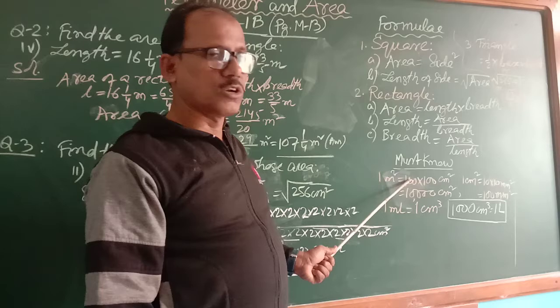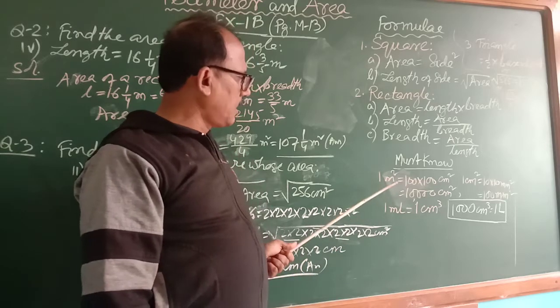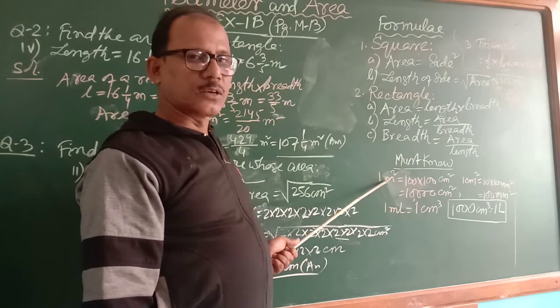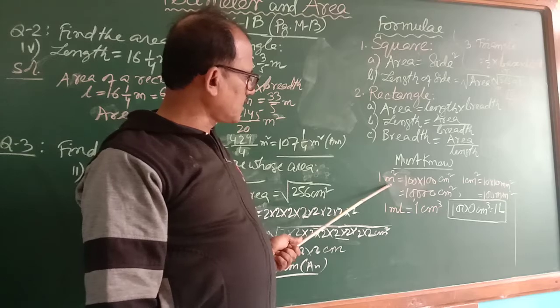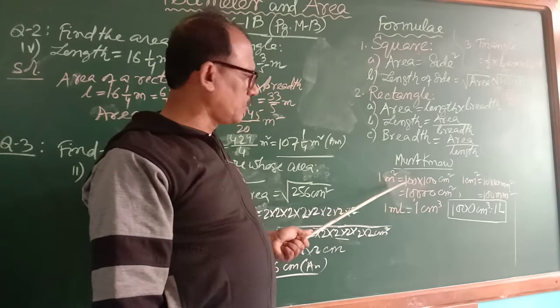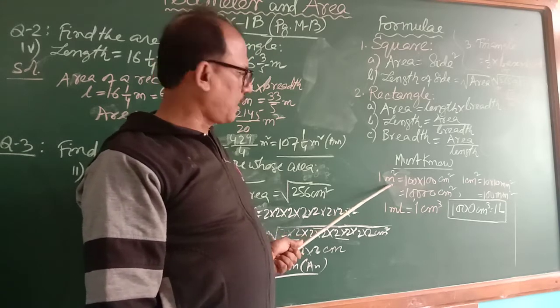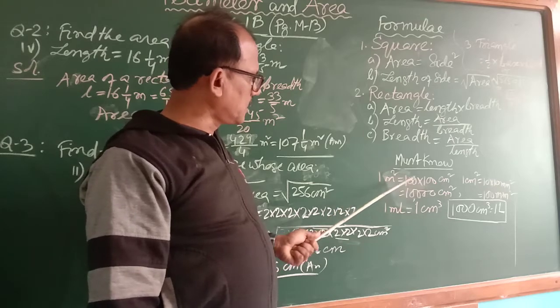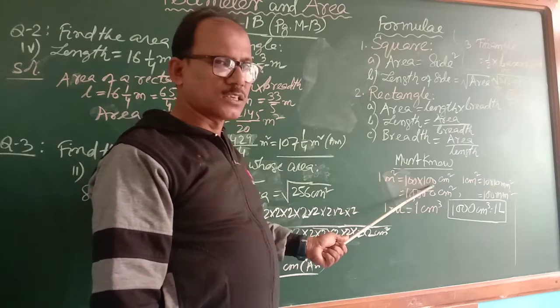1 meter square is equal to, see, 1 meter square means 1 meter into 1 meter. Therefore, 1 meter is equal to 100 centimeter, and the other meter is also equal to 100 centimeter.